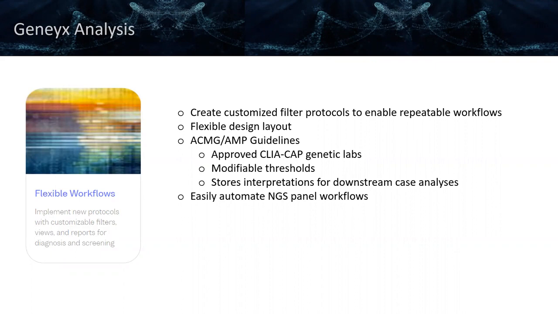Furthermore, we support the ACMG and AMP guidelines. These are approved for CLIA-CAP genetic labs. The ACMG and AMP guidelines can also be modified. So if there's a particular threshold based on a frequency or an annotation source, you have the ability to integrate that into your workflow. But more importantly, you're able to store your interpretations for downstream case analyses. So if there is an interpretation or an evaluation made on a variant or gene level, and you see that in a future case, you'll be presented with your interpretation. Together, this allows an easy automation of your NGS panel workflows, whether that's targeted gene panels, whole exomes, or whole genomes.